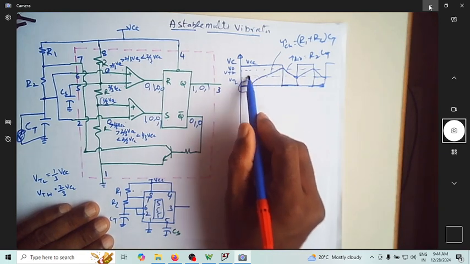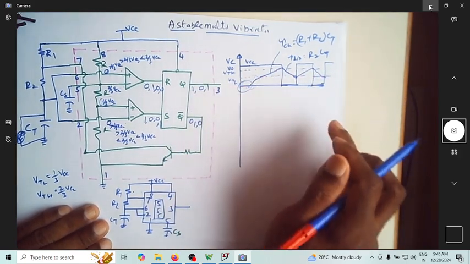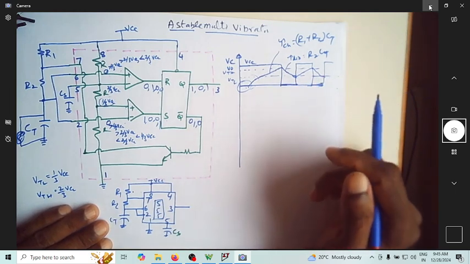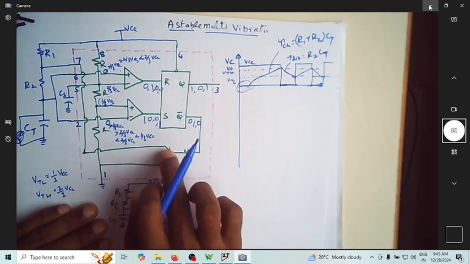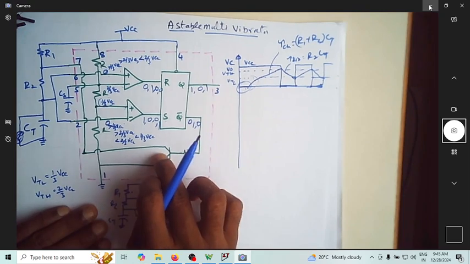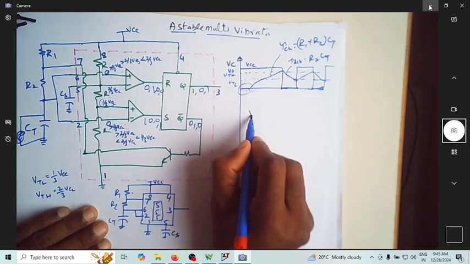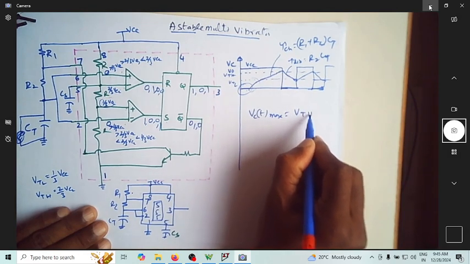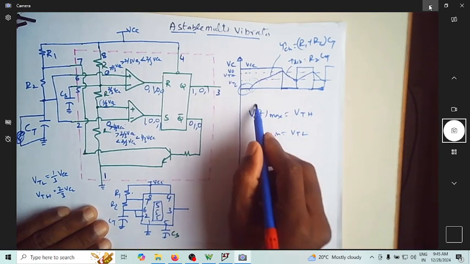This is only for the first cycle. So after the first cycle, it will never go to zero. It will be slightly going less than VTL, and by that time the output will switch to high. Whenever the output switches to high, this switch goes off. When this switch goes off, the capacitor cannot discharge any more below VTL. So that's why the capacitor charging and discharging voltage maximum is VTH, and minimum voltage is VTL. So that is the capacitor voltage.